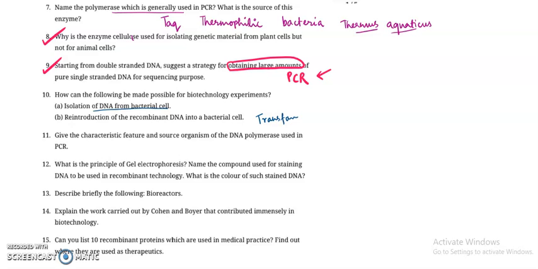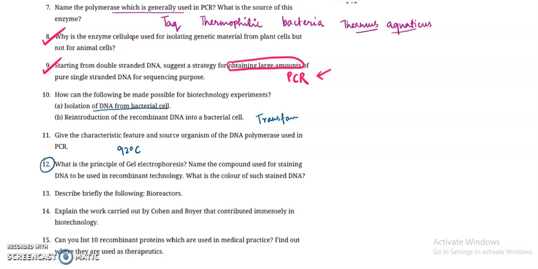Give the characteristic feature and source organism of the DNA polymerase used in PCR. Characteristic feature we have just discussed in the earlier question. That this DNA polymerase from Thermus aquaticus has the capacity to bear high temperature even of 92 degrees Celsius, which is taken in the denaturation step of PCR. So source organism is Thermus aquaticus only.